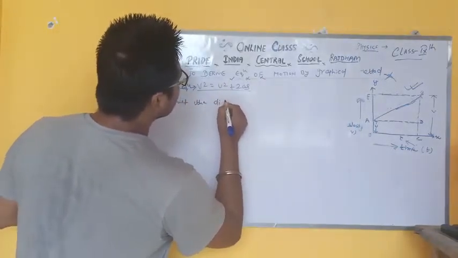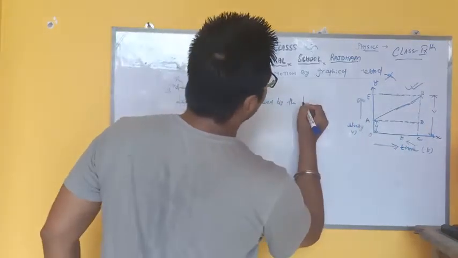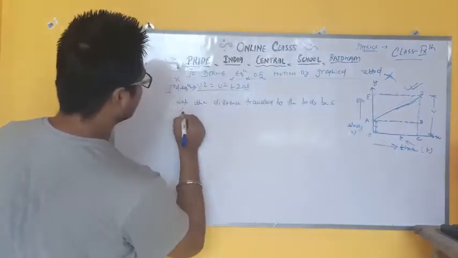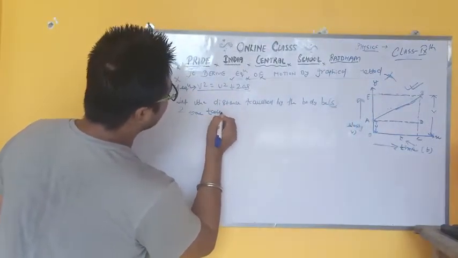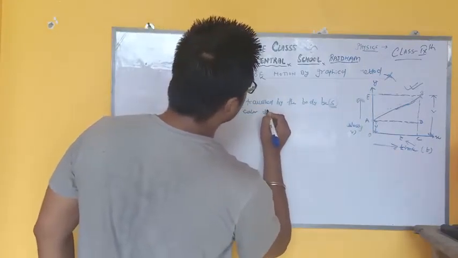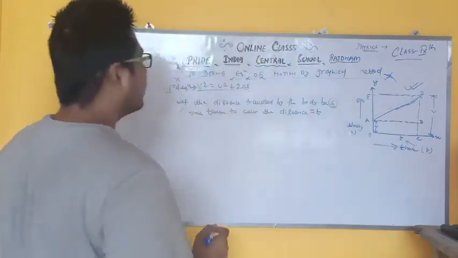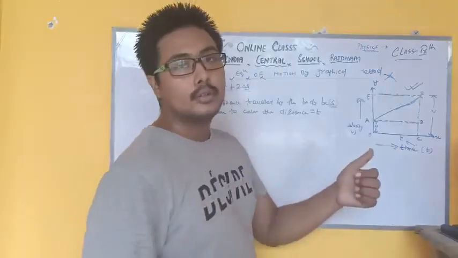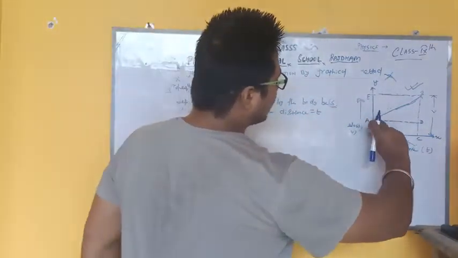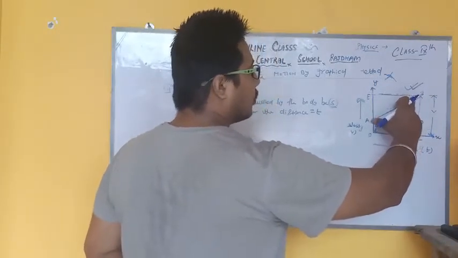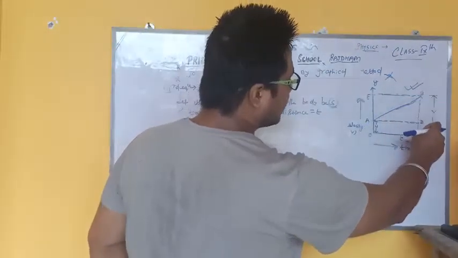Let the distance traveled by the body be S and the time taken to cover the distance be equal to T. So if you look at this figure, OA is the initial velocity, AB is the slope, that is the accelerated motion, and then BC is the final velocity.